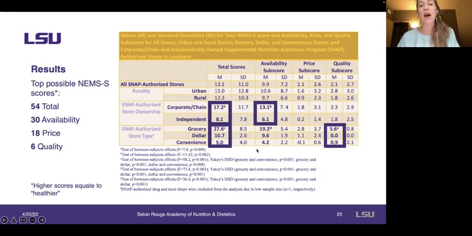We did find sort of the opposite finding of the other research. So when I mentioned the corporate chain stores having more fruits and vegetables, typically based on research in the North Central United States, we did find that corporate chain stores that were SNAP authorized in Louisiana scored a bit higher than our independently owned mom and pop shops. So that's another important difference that we highlighted for implications. And then we also see, not surprisingly, grocery stores scored better with respect to the NIMS, followed by dollar stores, and then followed by convenience stores, which on average scored about a 5 out of 54 on healthfulness in the food environment.